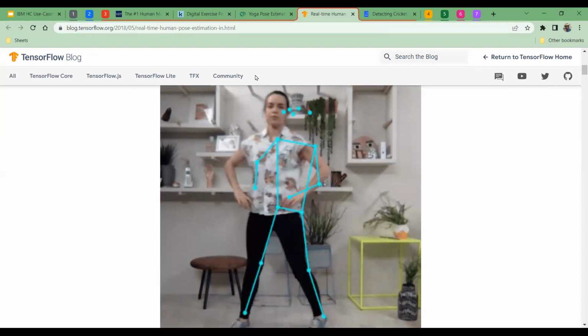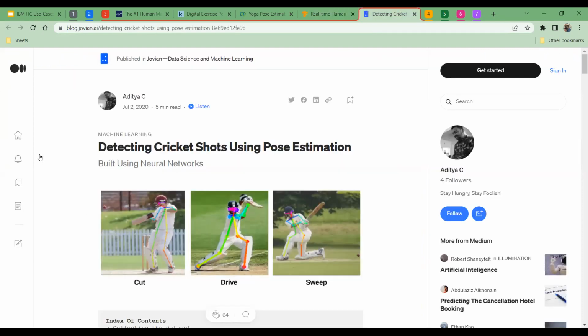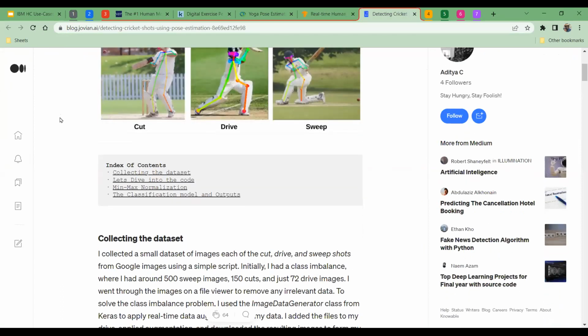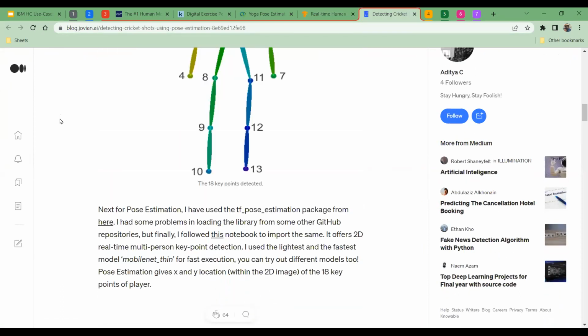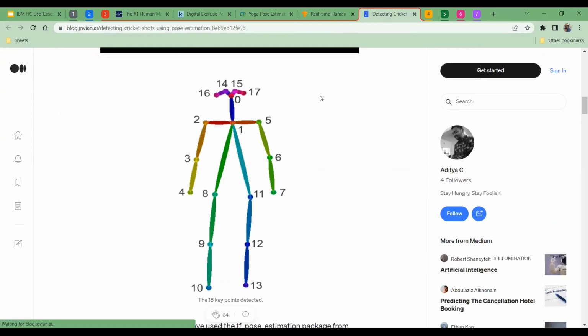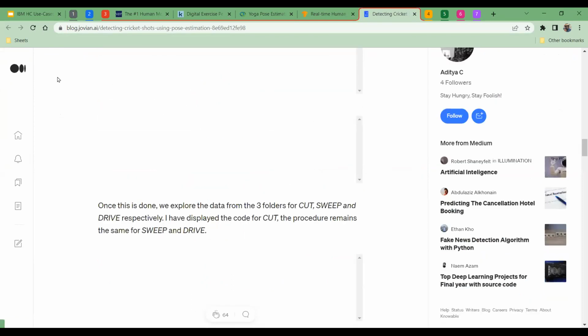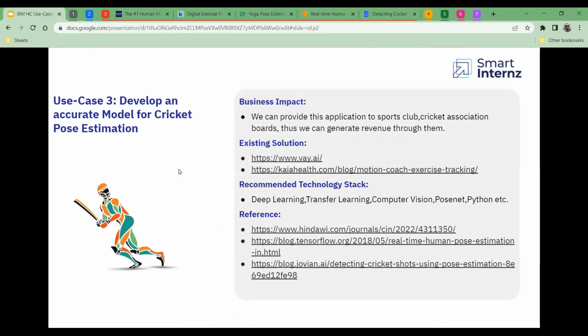Okay, and the next one we have is a blog. It is mostly focused on cricketing shots. As you all know, till now we have discussed yoga poses and these things. So this one is completely about cricket, and they have built it with some eight key points, and how to detect them and all. They have discussed more in depth about cricketing terms.